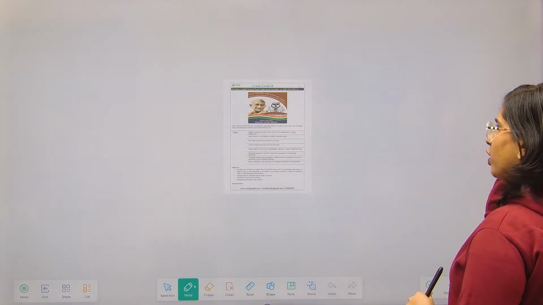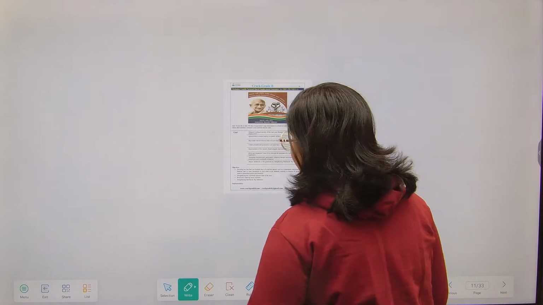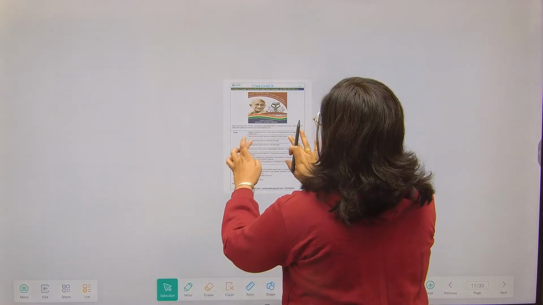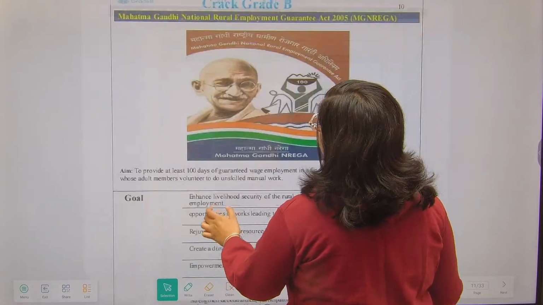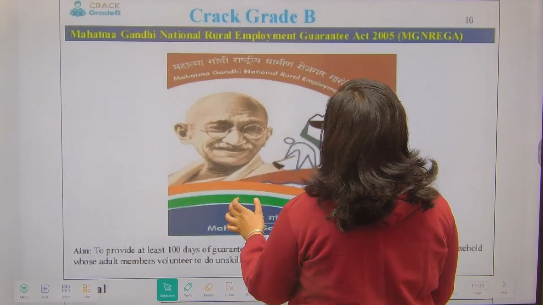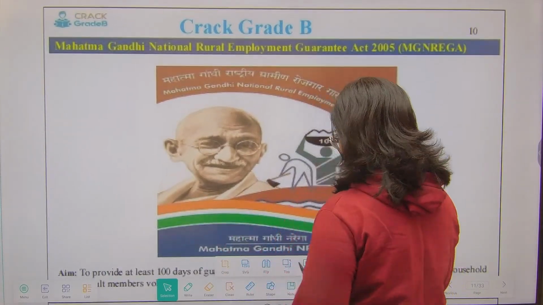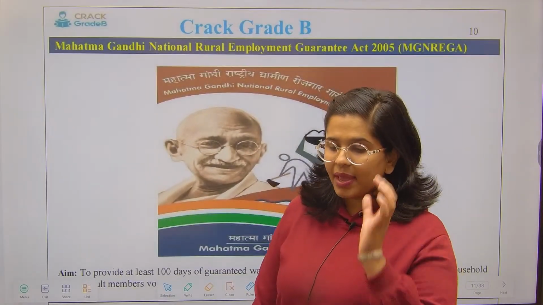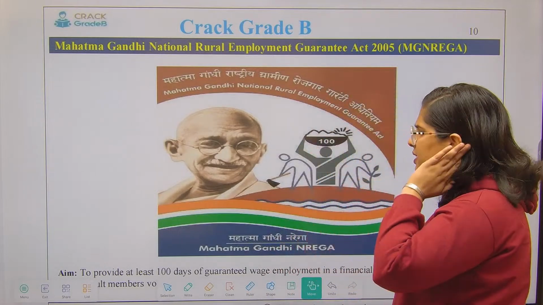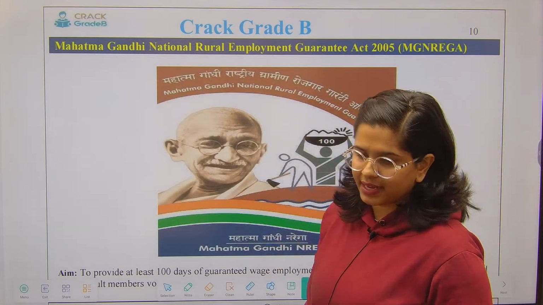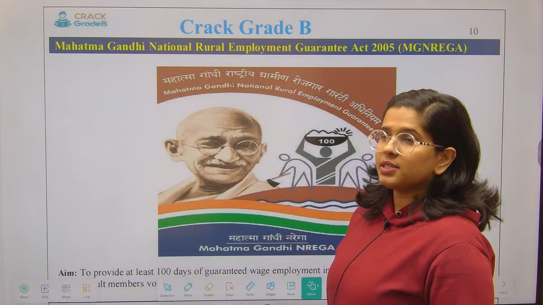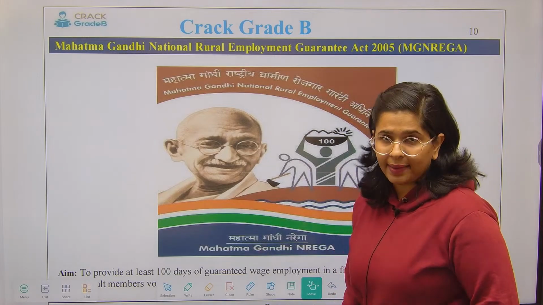Moving ahead and talking about another very important scheme, which is perennially in news, the Mahatma Gandhi Rural Employment Guarantee Act, MGNREGA scheme, right? So this remains in news for various reasons, sometimes positive, sometimes negative, sometimes it is in news because the payments are not being made on time. Okay?